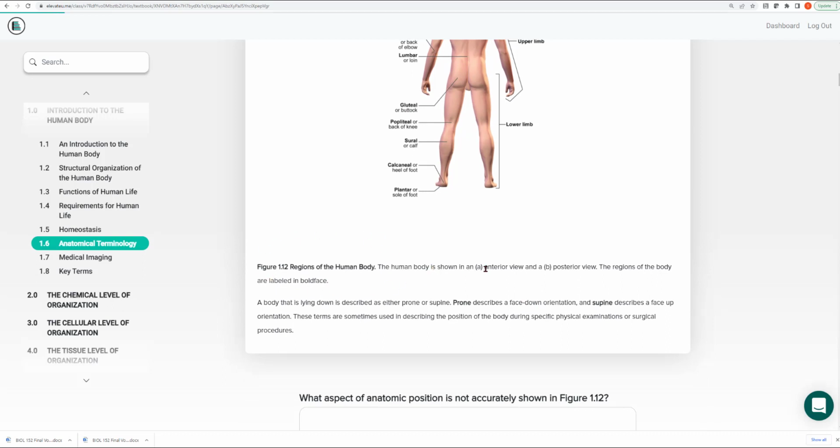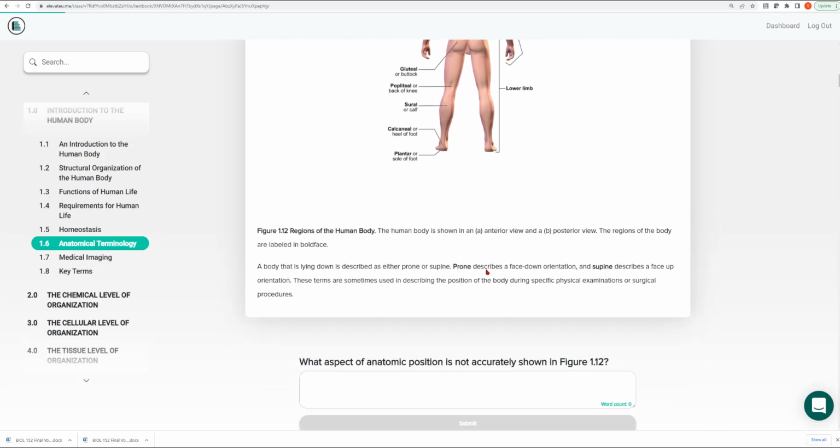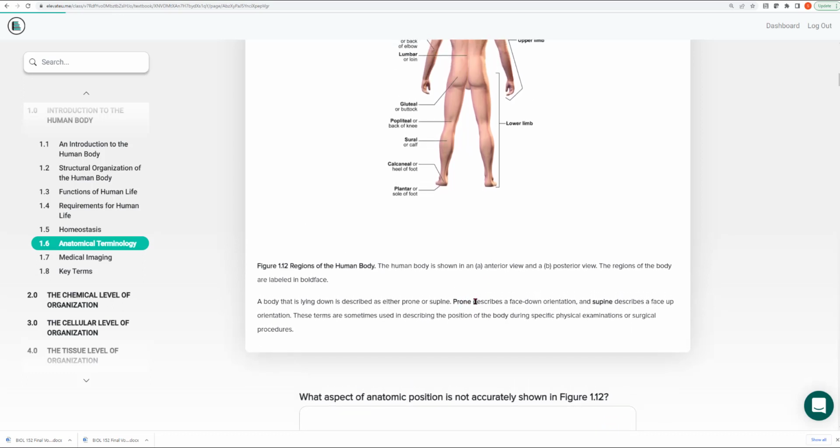Another thing you'll be learning in lab is prone versus supine. Prone is when a person is lying down and they're face down. Supine, they're lying face up. So you're lying in bed and you're watching TV, you could say that you're supine. And if you are face down into the pillow, then you are prone. Those are also terms.